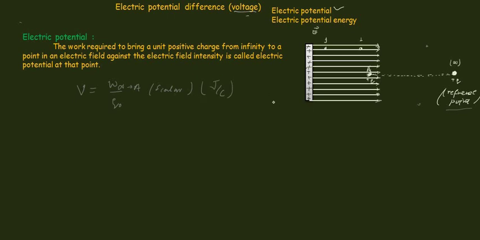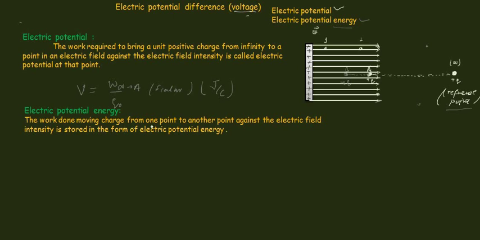So we are now in a position to define electric potential energy. What is electric potential energy? Electric potential energy is the work done in moving this positive test charge against the electric field from point A to point B. Then this work done is stored in the form of energy, and this energy is called electric potential energy. So we define electric potential energy as the work done moving a charge from one point to another point against the electric field intensity, stored in the form of electric potential energy.